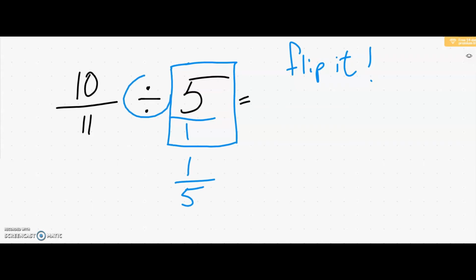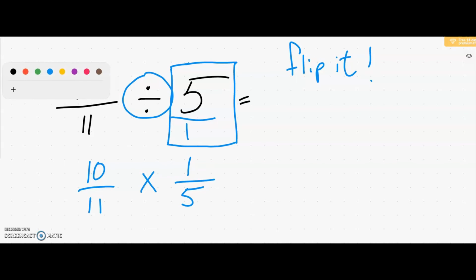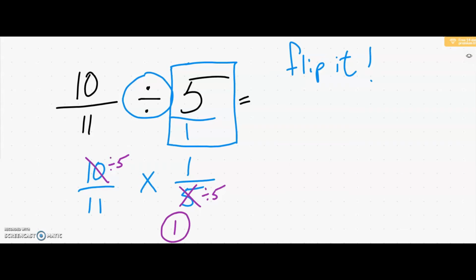And once we flip it, division now becomes multiplication. Now this first fraction, all I've got to do is just slide it on down. And now we have basically a multiplication problem. So I'm going to look to cross reduce. I know 5 divided by 5 is going to help me, and whatever I do here, I'm going to have to do to the 10. So 10, I'm going to divide by 5. 5 divided by 5 gives me 1. 10 divided by 5 gives me 2. Yes, I had to think about that. And the 1 and 11, I don't do anything with.